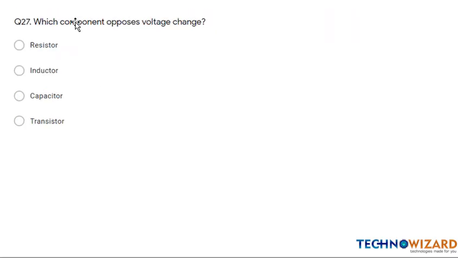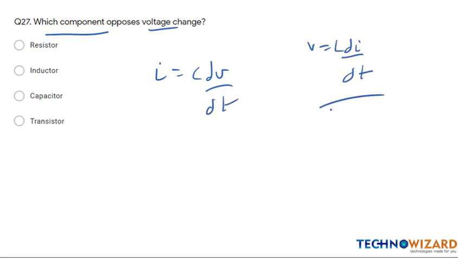Next question, question number 27. Which component opposes voltage change? You have seen this equation, I is equal to C dV by dt and V is equal to L di by dt. So please remember, the inductor opposes the change in current and the capacitor opposes the change in voltage. Therefore capacitor is the correct answer here, option C.